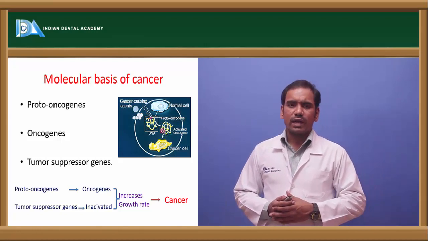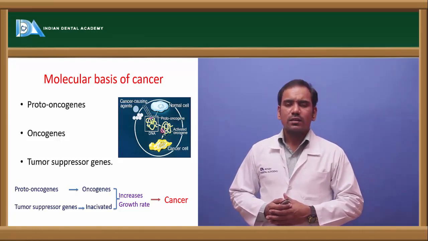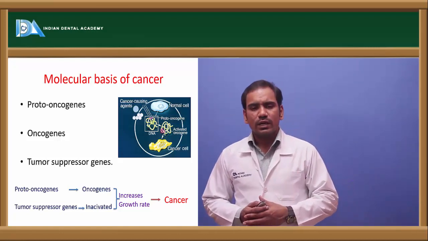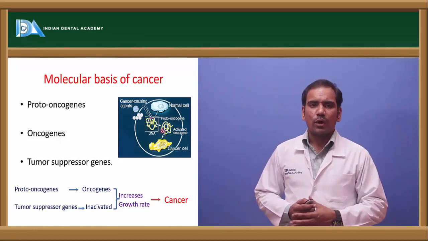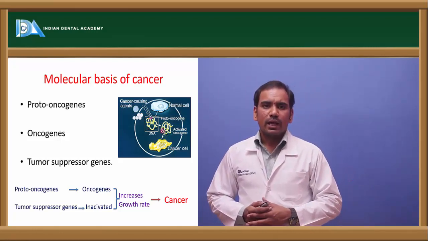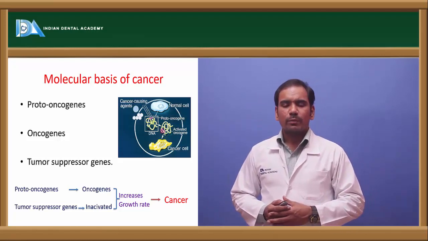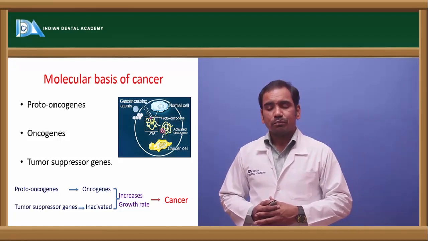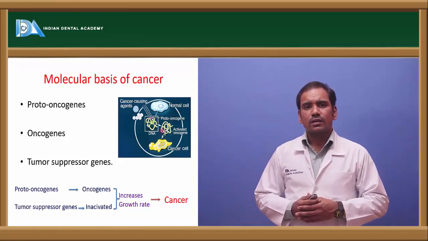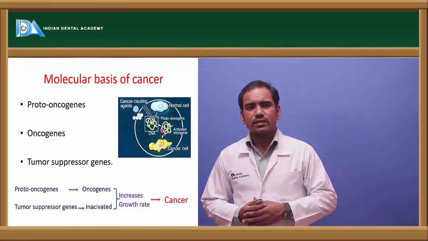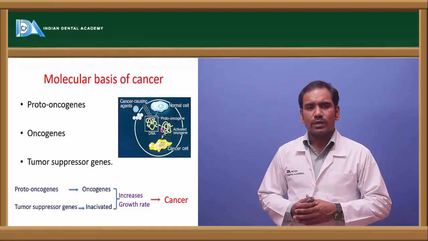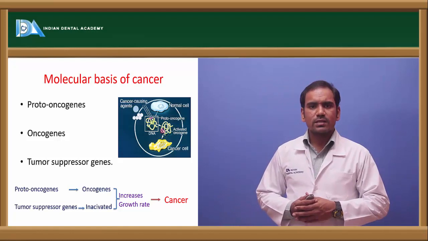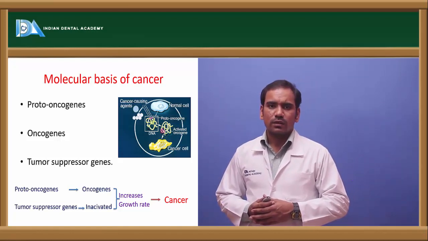Coming to the molecular basis of cancer. There are mechanisms by which it leads to cancer. It may be because of gene amplification, point mutation, promoter insertion, enhancer insertion, or translocation. All these are responsible for the cause of cancer. So these are the molecular basis for cancer: point mutation, gene amplification, promoter insertion, enhancer insertion and translocation, right?